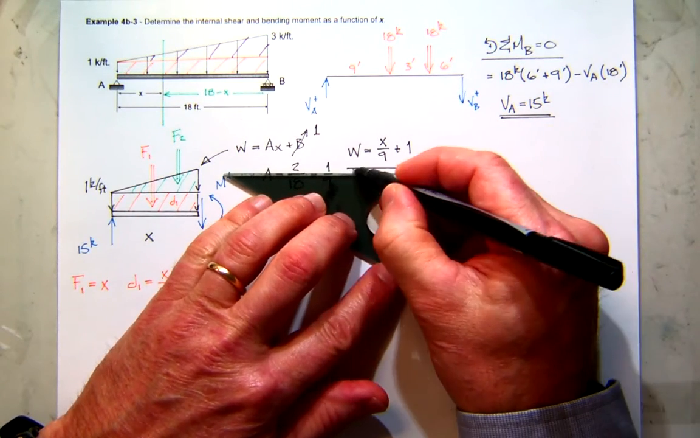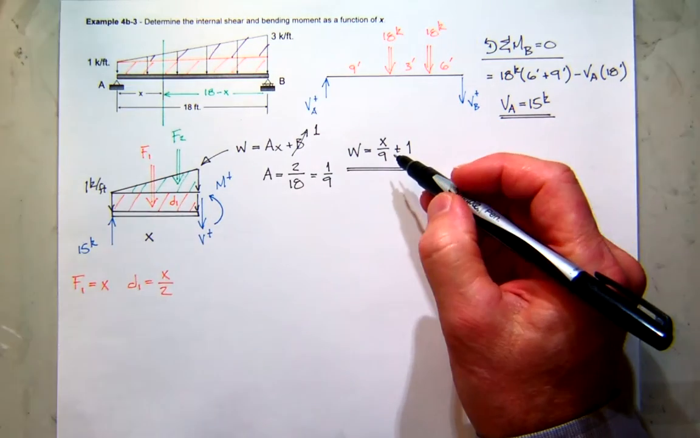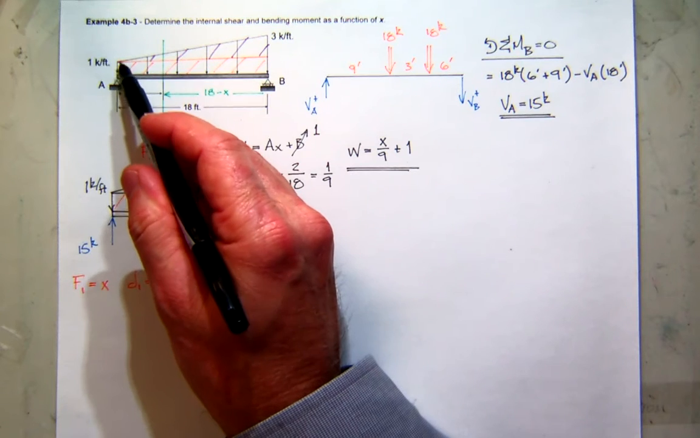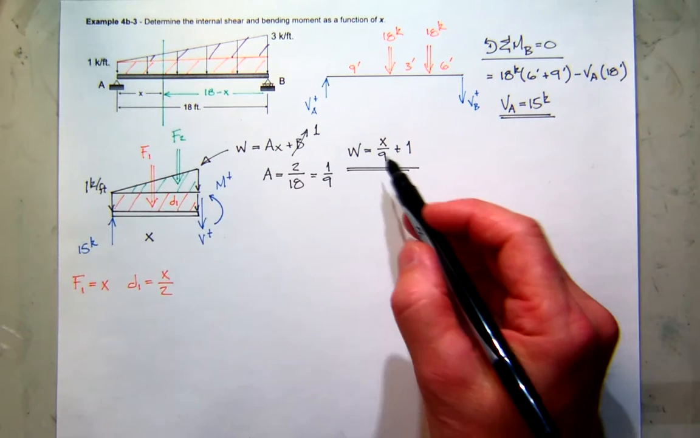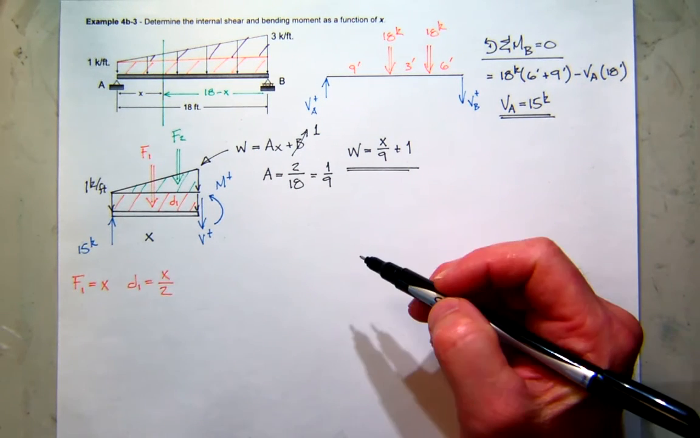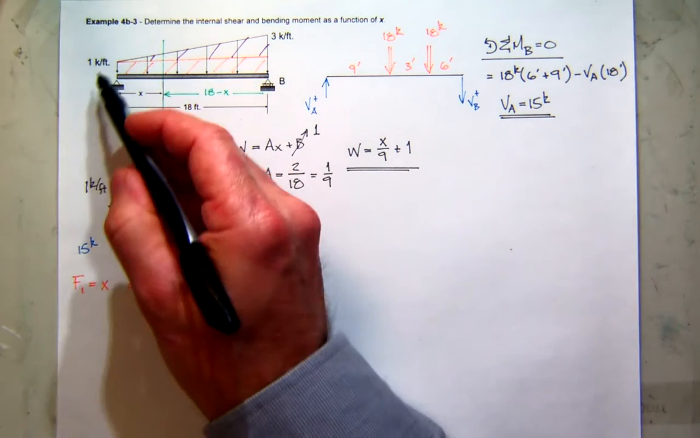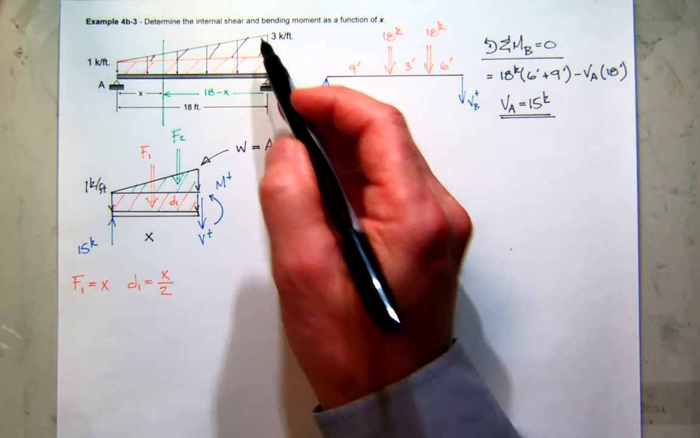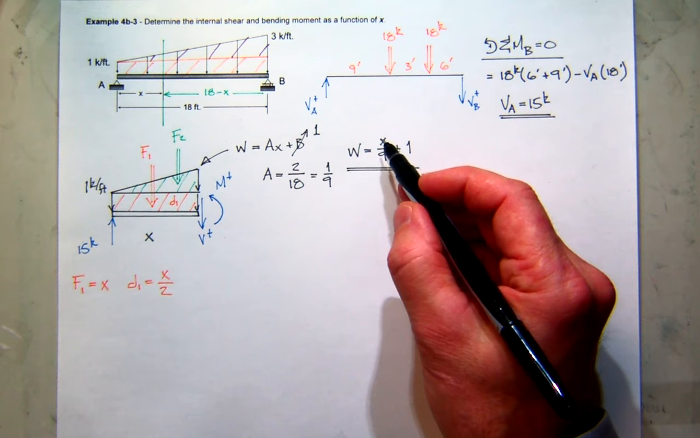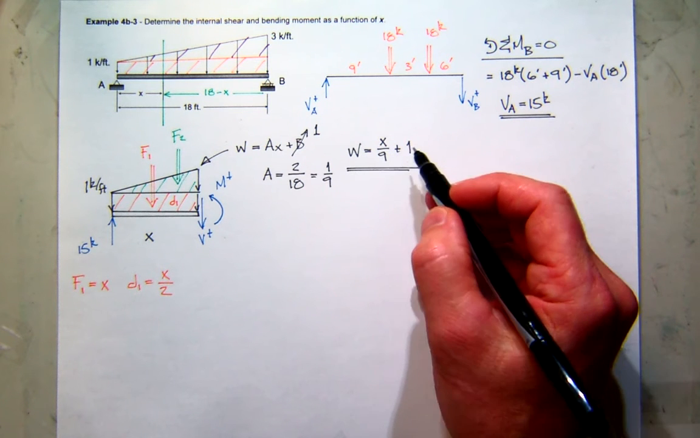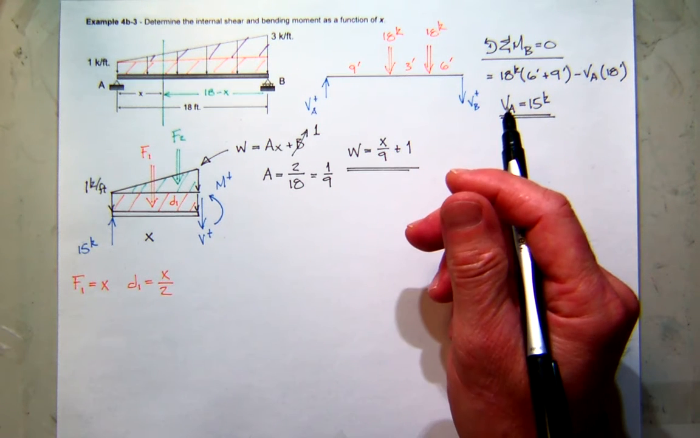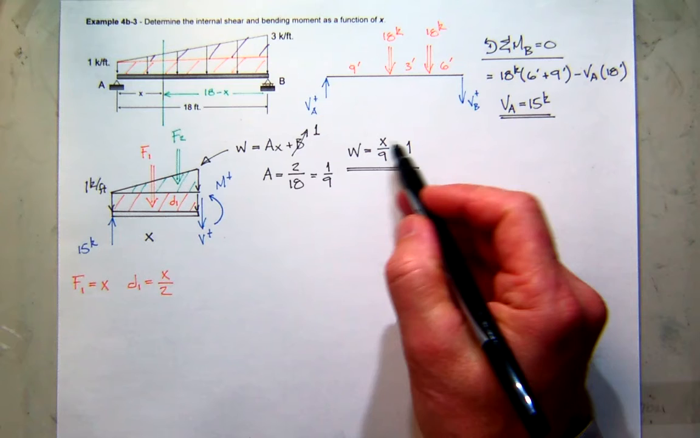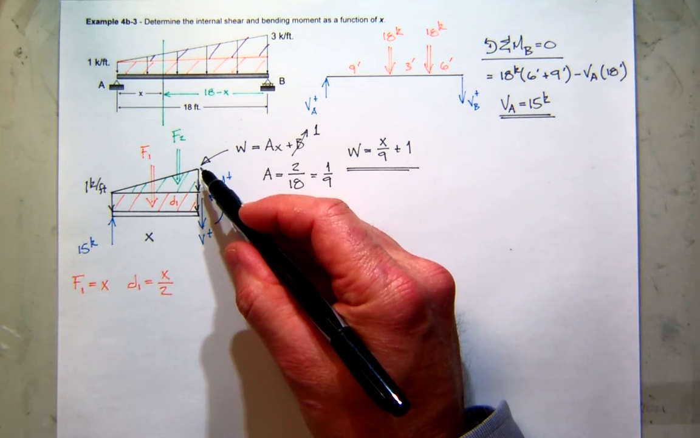Now it's easy to check. If I plug in x equal to 0, what should I get? 1. So I plug in x equal to 0, what do I get? 1. What's the value over here at x equal 18? It should be 3. So I plug in x equal 18. 18 divided by 9 is 2, plus 1 is 3. It works.